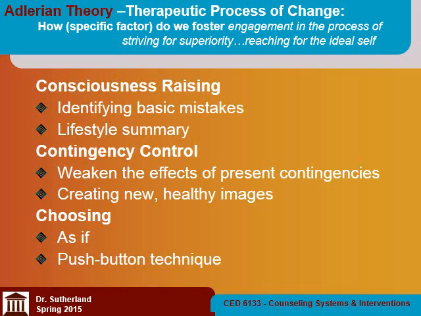What are the specific factors that we are aware of that will help us foster engagement in the process of striving for superiority, for reaching for the ideal self? And these are the three primary specific factors: consciousness raising, contingency control, and choosing. Please be familiar with all of these areas as well. We discussed some of these in class. If you have questions after you continue reading through the text, just make sure that you bring them with you to our next discussion and we can discuss.